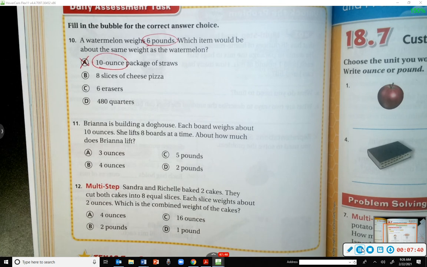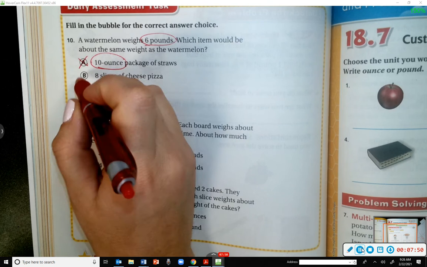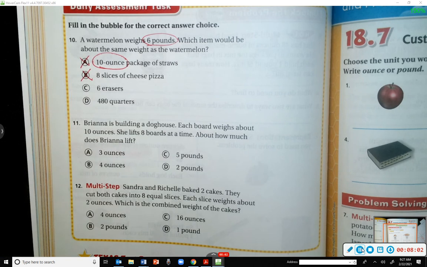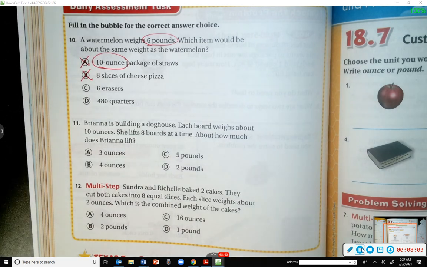Just 8 slices? Maybe 1 slice is like an ounce, like the piece of bread. So that would be 8 ounces. That's probably about a pound or so, or less. So definitely not 6 pounds. 6 erasers? Maybe. 6 pounds? So you think each eraser weighs a pound? No.